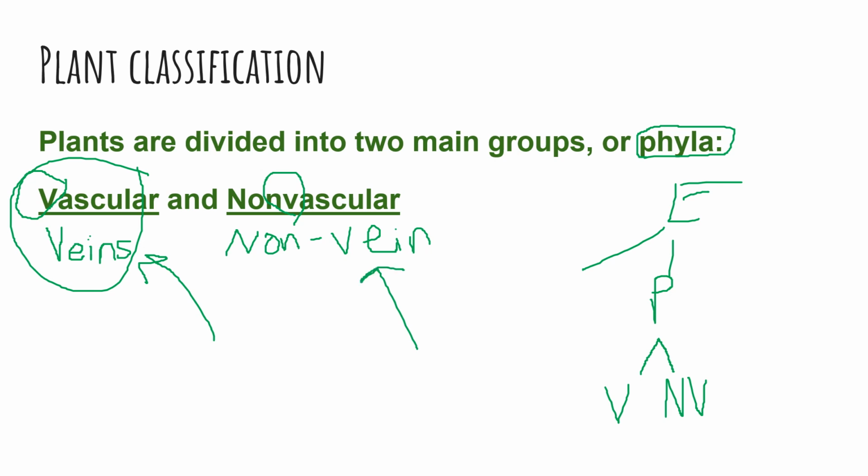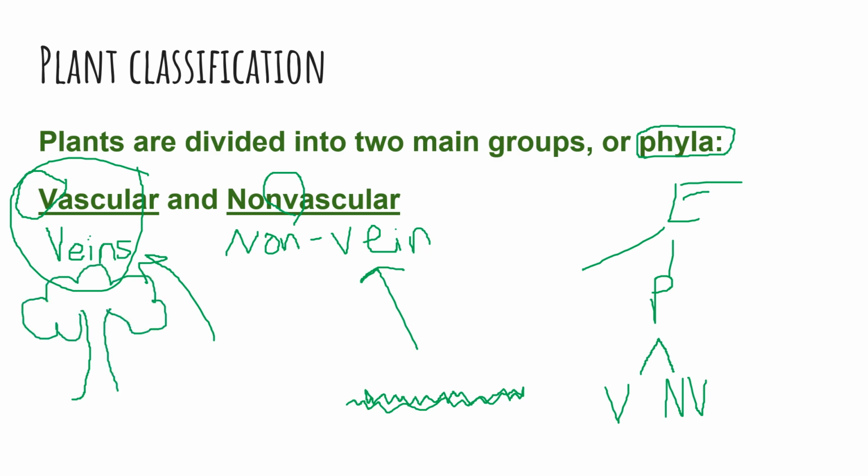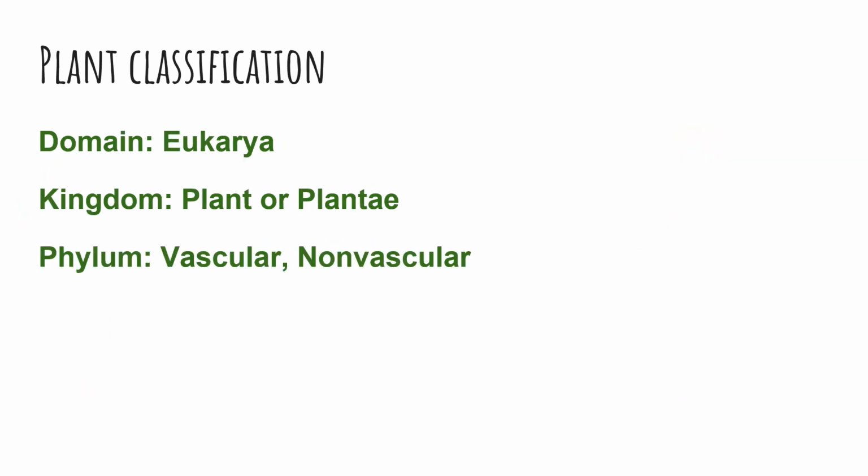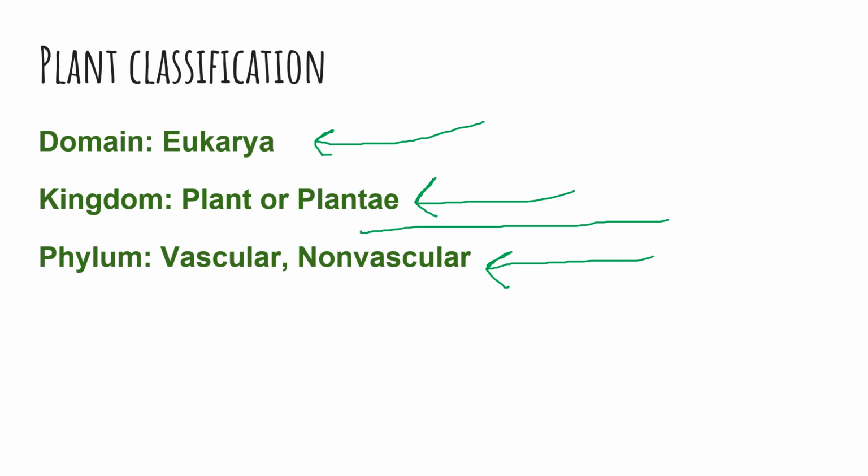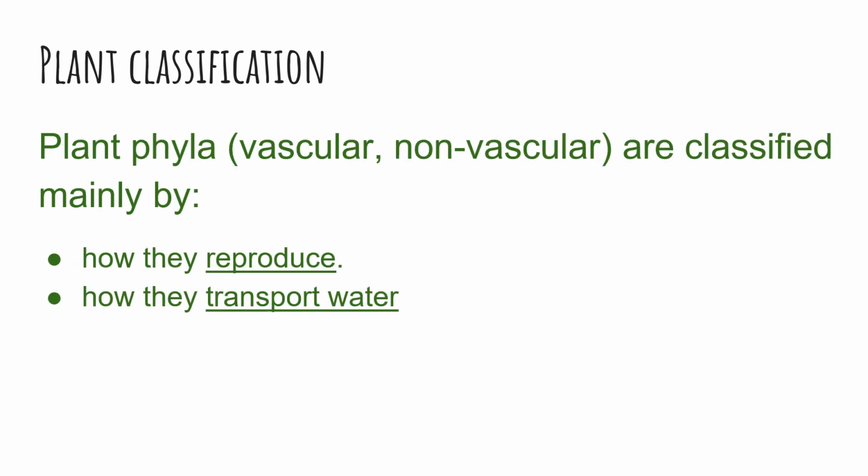So non-vascular plants tend to grow much, much, much shorter and close to the ground. Think like moss, the liverworts and hornworts as well. While vascular plants, because they have those tubes to transport water, can grow up taller, like a tree or a bush or a flower of some sort. Okay? So, domain Eukarya, kingdom Plantae, and then here's where we start the new stuff with the two phyla, vascular and non-vascular.